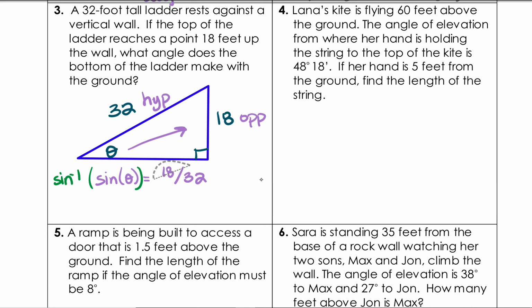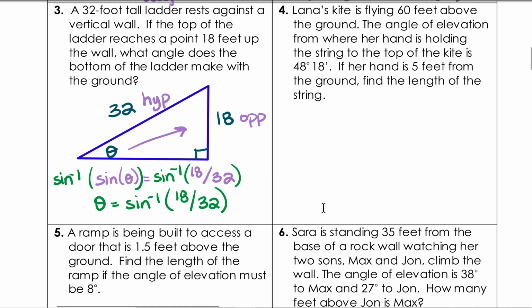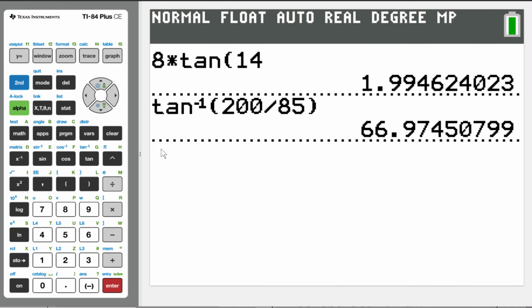So here I'll take this ratio, 18 over 32, and I'll do the sine inverse as well. Remember, what you do to one side, you must do to the other. So the value of my angle, theta, should equal the inverse sine of 18 divided by 32. So I'll just come down to my calculator.